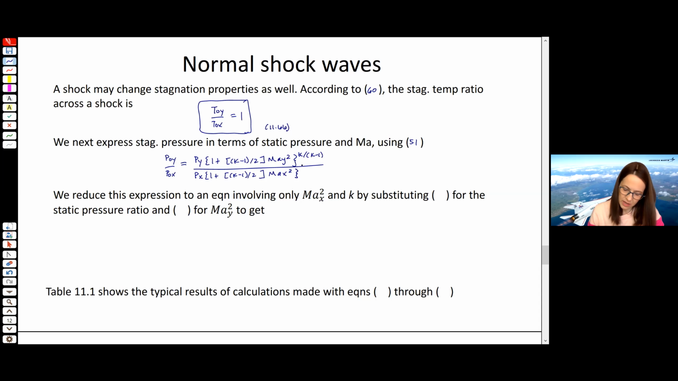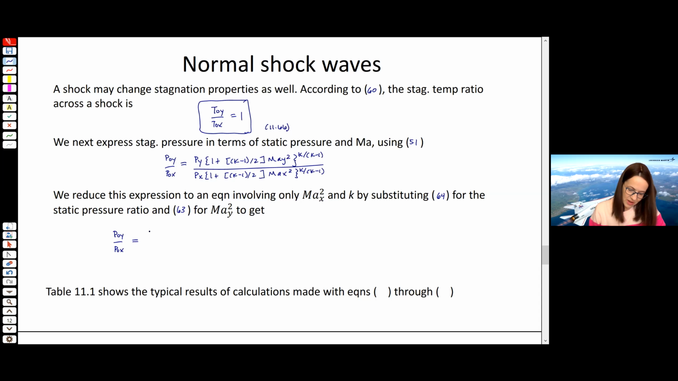Close curly bracket, k over k minus 1. All right, so we want to get this again in terms of just Mx. So we substitute in 64 and 63, and we end up with the following expression. It's a long one, but I have good news for you. We generally don't use these equations. We generally use the tables in Appendix D, as you're going to see in just a moment when we move on to our example.